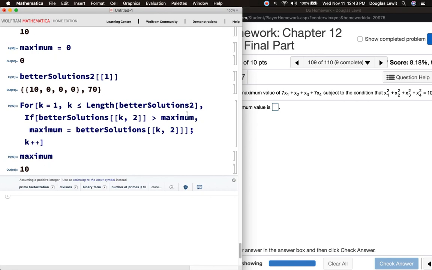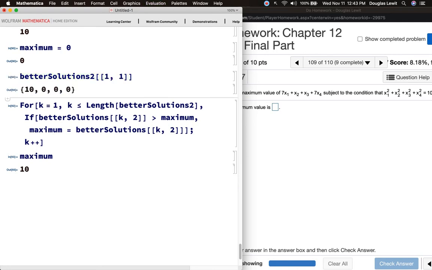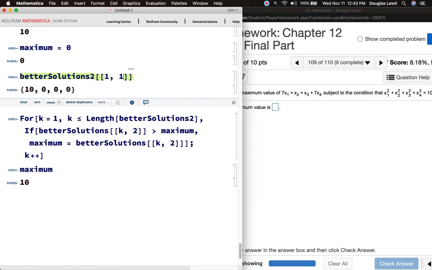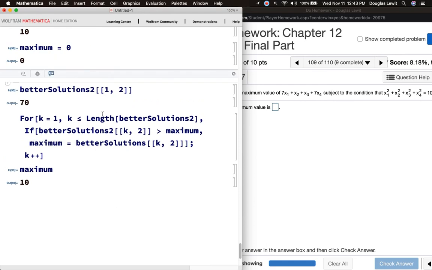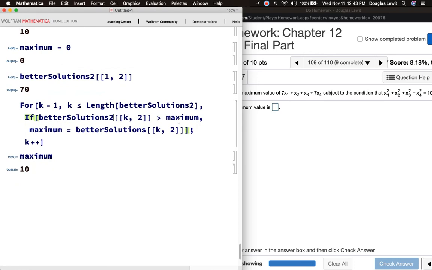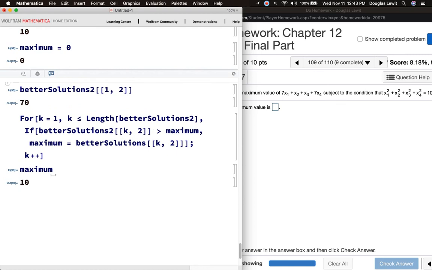Okay, so that doesn't look quite right. I want to just see something here really quick. Oh, whoa, wait. That should be 70. Why? Oh, betterSolutions2. Sorry. Okay, yeah, I know how to type. This should be betterSolutions2. I have to refer to the same list. So let's start over again. So maximum, we're going to start with 0.